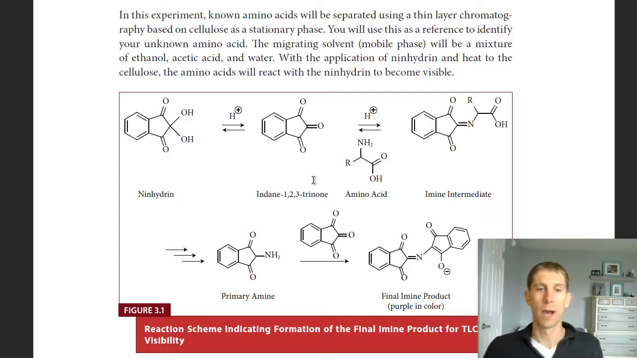So we are going to add an anhydride, which is this compound right here, to react with that amino acid and make it visible to the naked eye when we look at our TLC plate. In one of the questions, I want you to think about this mechanism a little bit and think about what it would take to get from an anhydride to this trione intermediate. What we're doing is converting this diol, two alcohol functional groups connected to this carbon, into a ketone functional group.